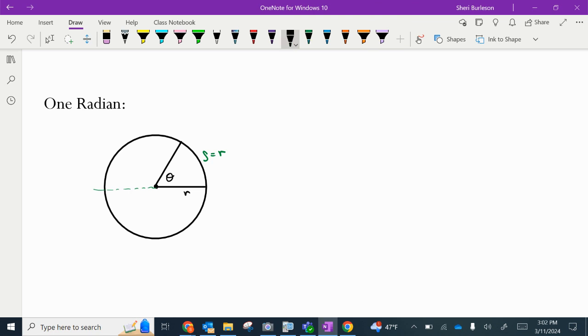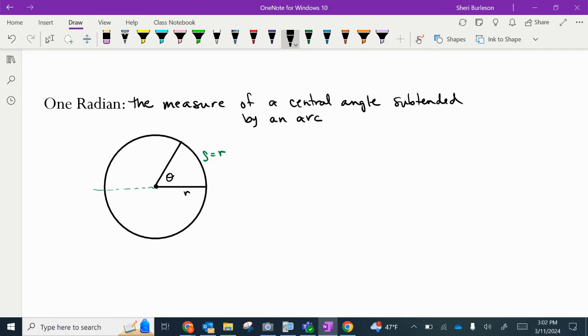I'm just trying to get this written down. So the measure, 1 radian is the measure of a central angle subtended by an arc equal in length to the radius. Okay.